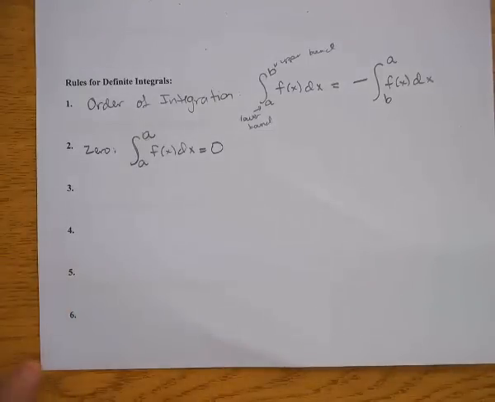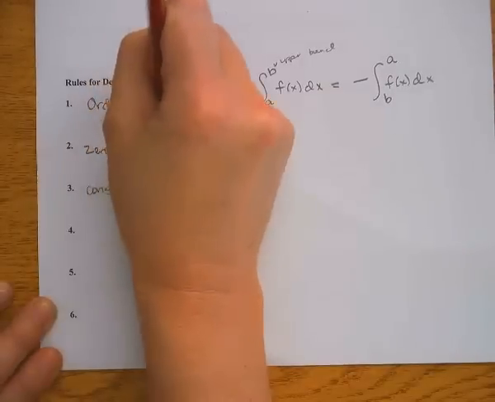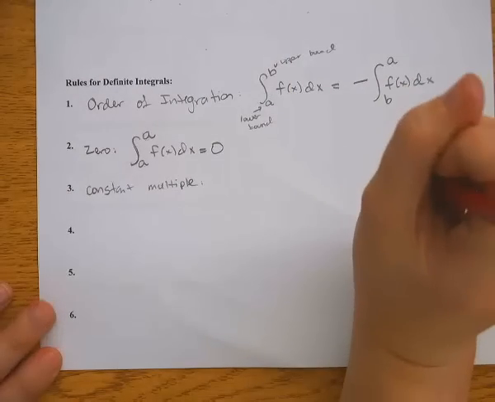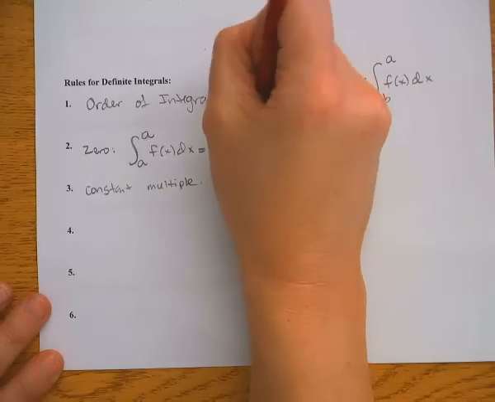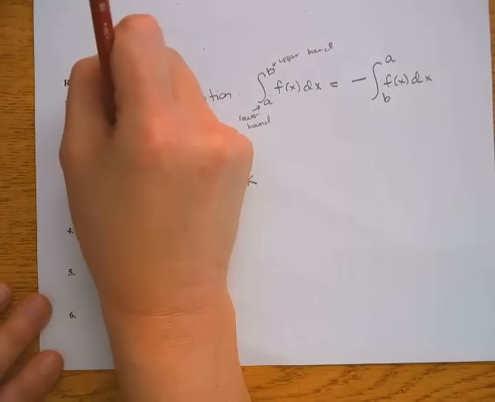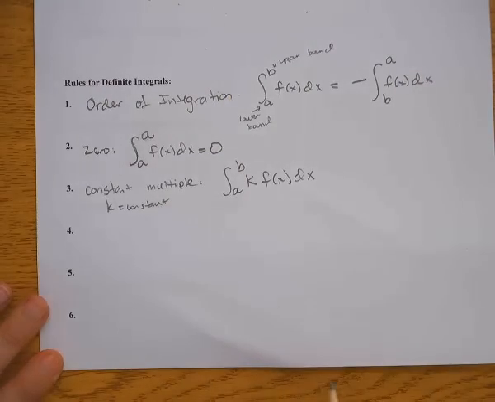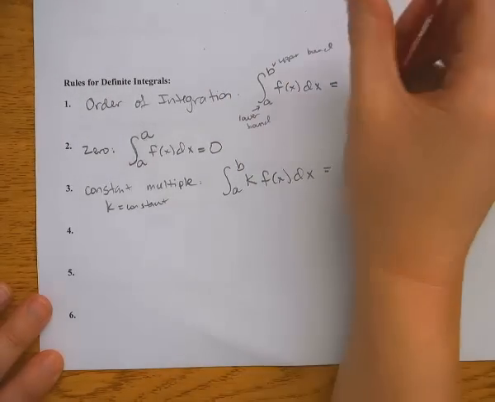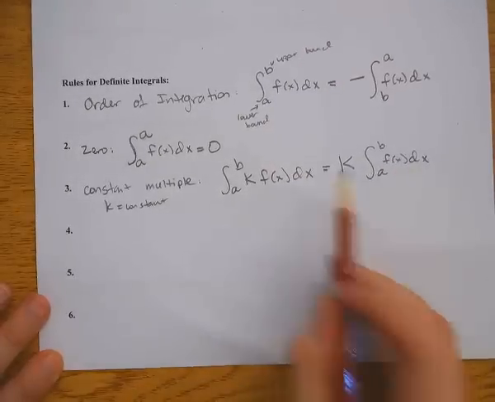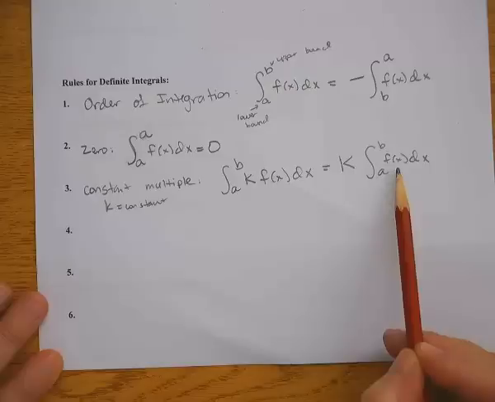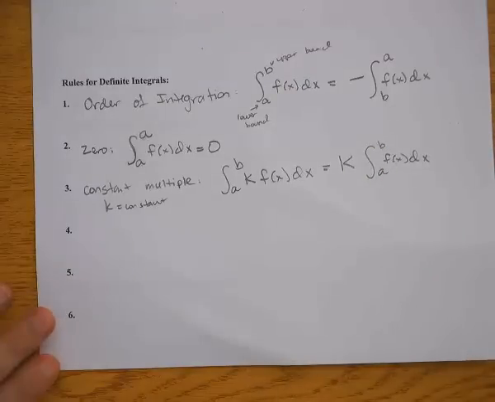Then for number 3, we have the constant multiple rule, which is going to be exactly like the constant multiple rule for derivatives. So let's say you're trying to find the area between a and b of a constant k, where k is a constant, not a variable, times the function, and then dx. That's the same thing as just multiplying the constant by the area under the curve. So you can just pull the constant out, or think of it as find the antiderivative of f evaluated here, and then multiply by the constant.